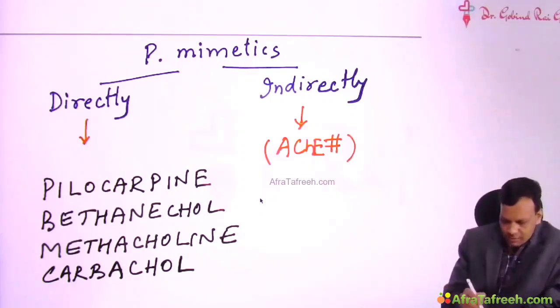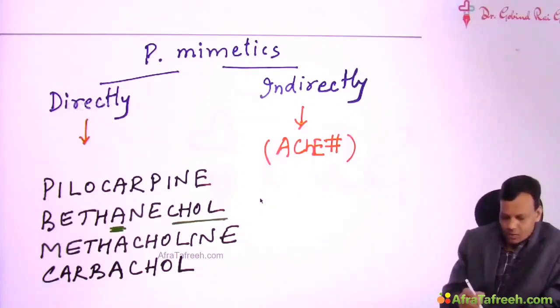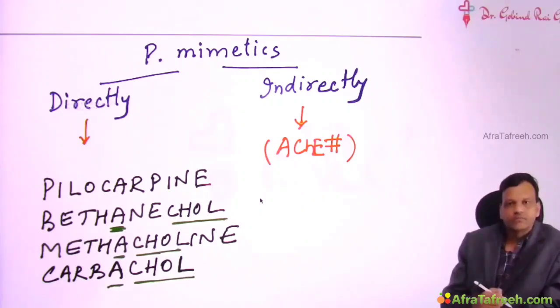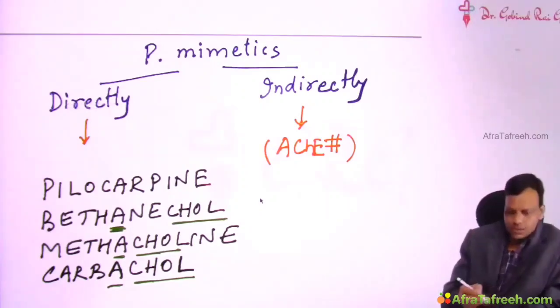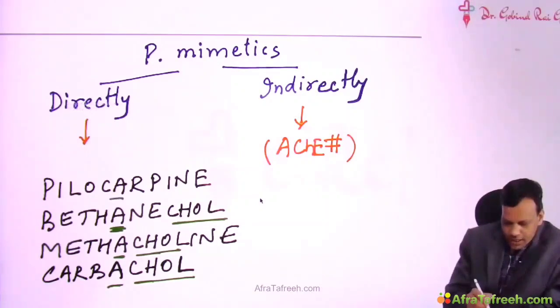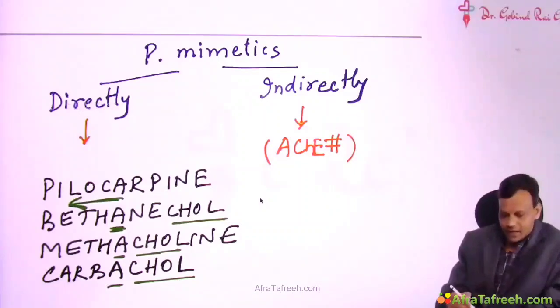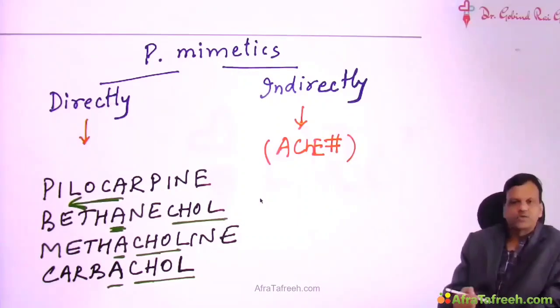So you can find that bethanechol contains a chol in the name, that means acetylcholine. Methacholine contains a chol, acetylcholine. Carbachol contains a chol, acetylcholine. Pilocarpine does not contain it at the start, yes, it also contains it, you just need to read backwards, a chol, acetylcholine. That means if a drug name contains a chol, the drug is a cholinergic or parasympathetic drug.